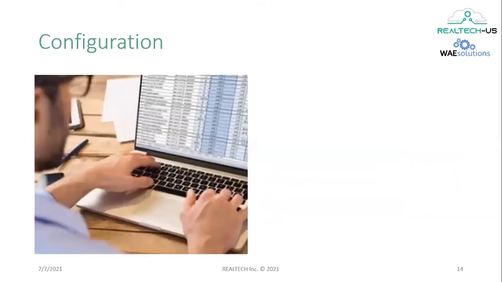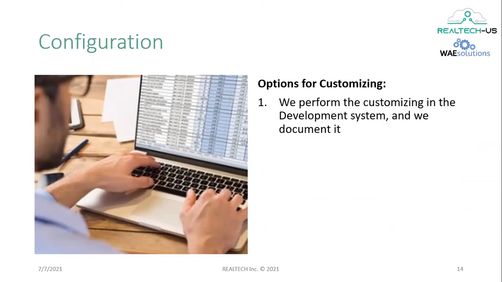Once we have this Excel file completed by the customer, we have to do the customizing. For this, we offer 3 options to our customers. The first one is that they give us access to their development system, and we do the customizing and document it for the customer.